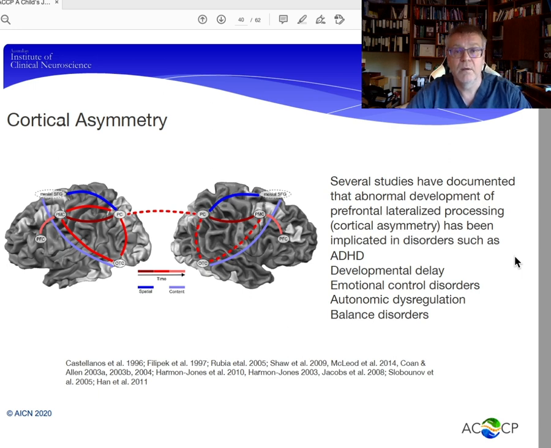Now, the other component that I want to talk about is this concept of cortical asymmetry. And I've been writing about this for a long time and doing research on this for a long time. And the concept of cortical asymmetry used to be that there was a difference between the right and the left brain because, for instance, the language processing area was on the left and the emotional processing area was on the right. But we now know that asymmetry can happen across the formation of these connection networks.